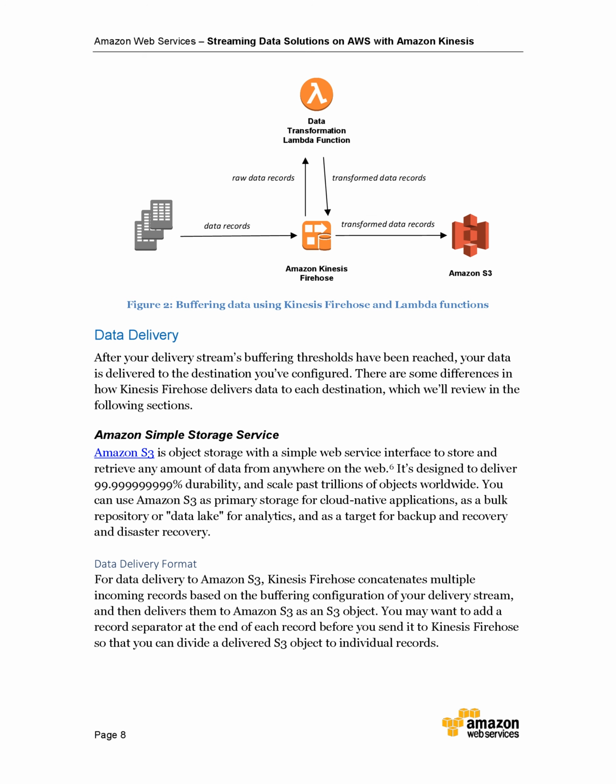Data delivery format. For data delivery to Amazon S3, Kinesis Firehose concatenates multiple incoming records based on the buffering configuration of your delivery stream, and then delivers them to Amazon S3 as an S3 object. You may want to add a record separator at the end of each record before you send it to Kinesis Firehose so that you can divide a delivered S3 object into individual records.